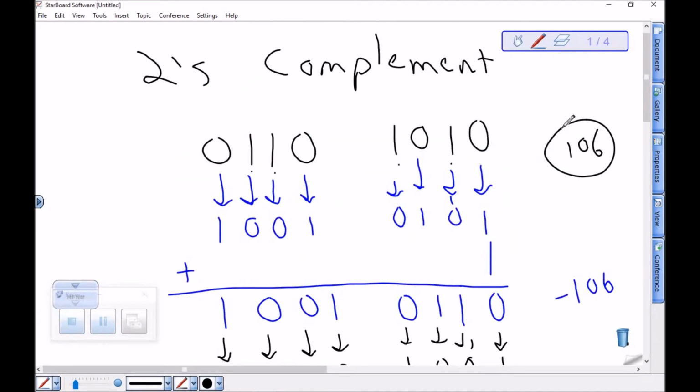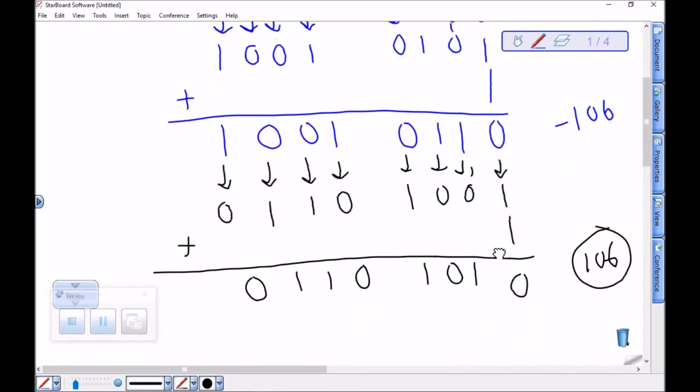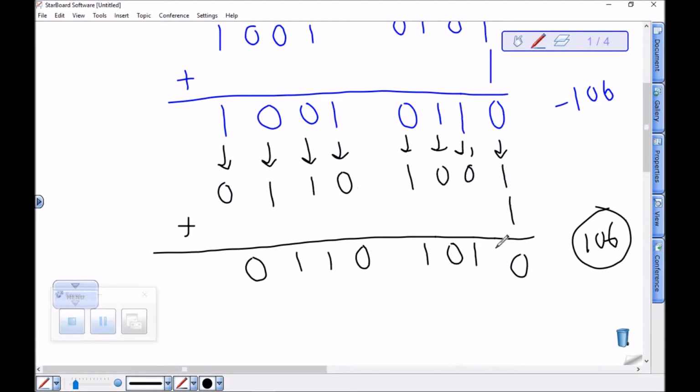So taking the opposite, just like in our system, gives you back to where you started. So the opposite of 106, which is 0, 1, 1, 0, 1, 0, 1, 0, is negative 106, 1, 0, 0, 1, 0, 1, 1, 0. And the opposite of negative 106 gets me back where I started, 0, 1, 1, 0, 1, 0, 1, 0.